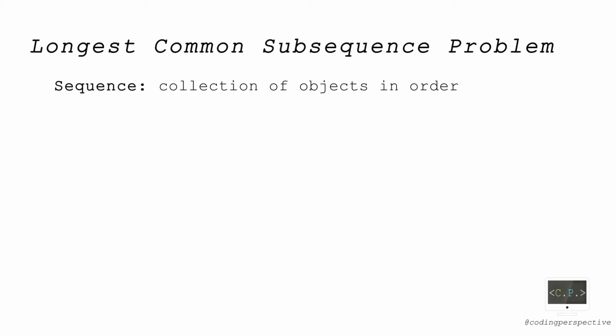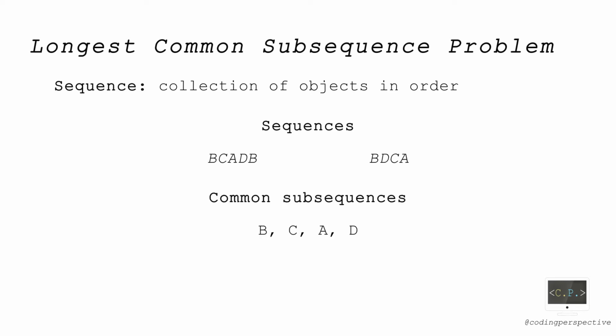Let's start with a simple example. Consider two sequences. The first one is B, C, A, D, B, and the second one is B, D, C, A. The common subsequences of them with a single element are B, C, A, and D. Since the elements of subsequences don't have to be consecutive, the common subsequences with two elements are BC, BA, BD, and CA. Lastly, the one with three elements is BCA. So the longest common subsequence has three elements.